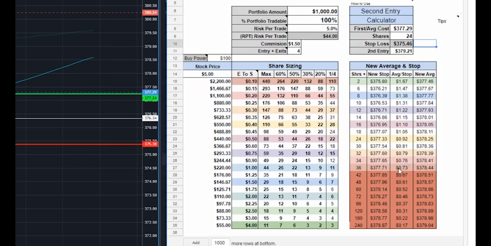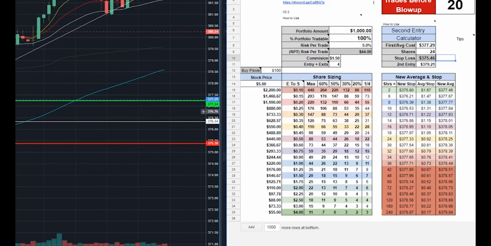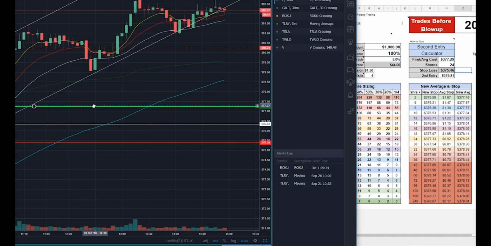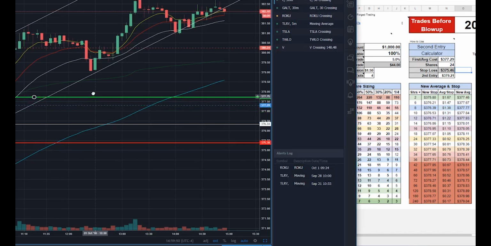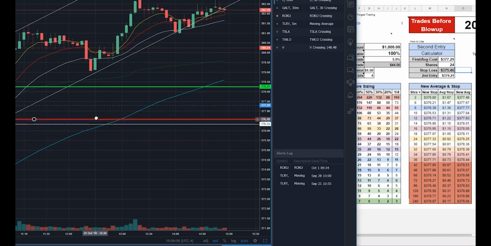This basically calculates how many shares you would buy and what your new stop would be and your new average to stop. So this is your new stop amount. So if I doubled my exposure, I would be now at a 92-cent stop loss. My average would be moved up to 378.25, right about here. And my stop loss would be tightened now to about a 90-cent stop loss.